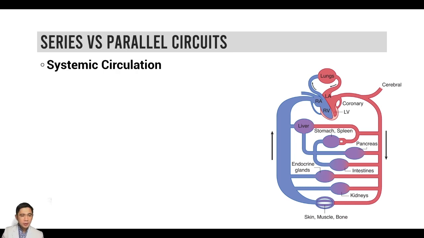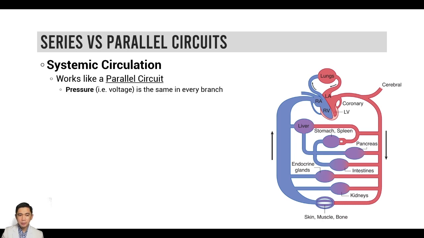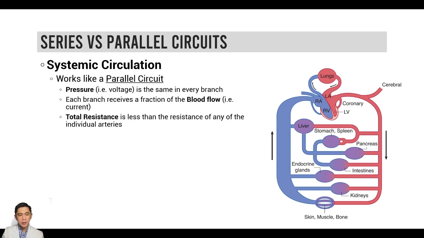So the systemic circulation works like a parallel circuit. That is, the pressure is the same in every branch, and each branch receives a fraction of the blood flow, that is a current in Ohm's law, and total resistance is less than the resistance of any of the individual arteries. It's like this one.